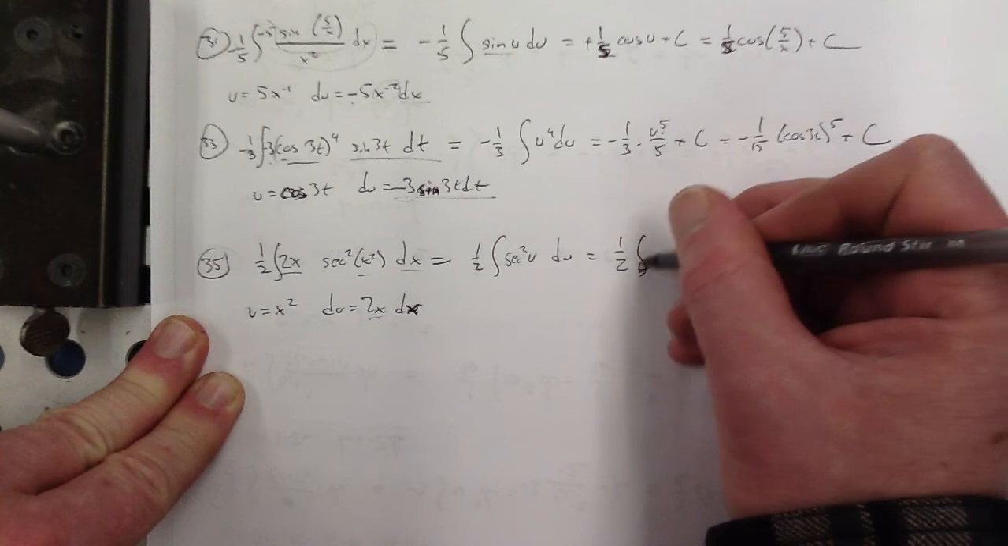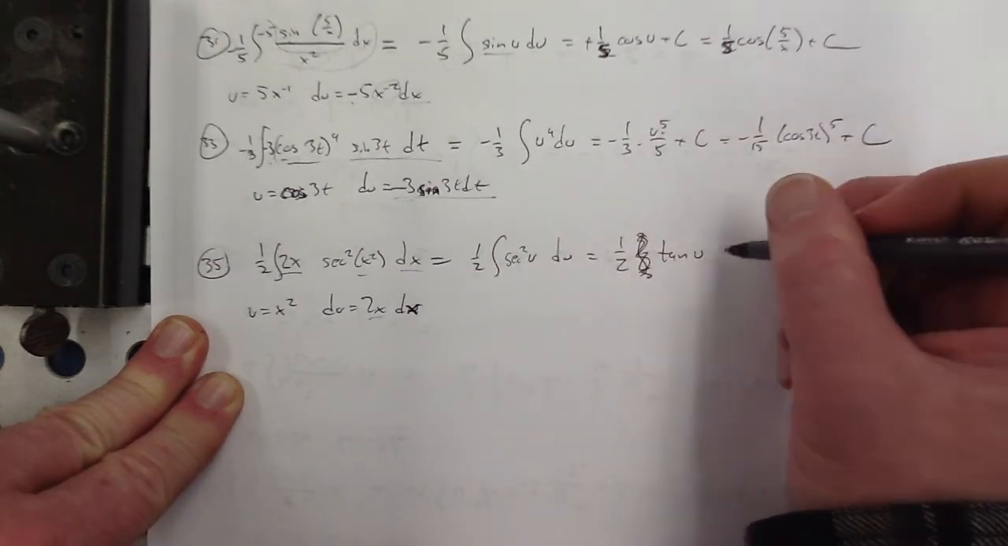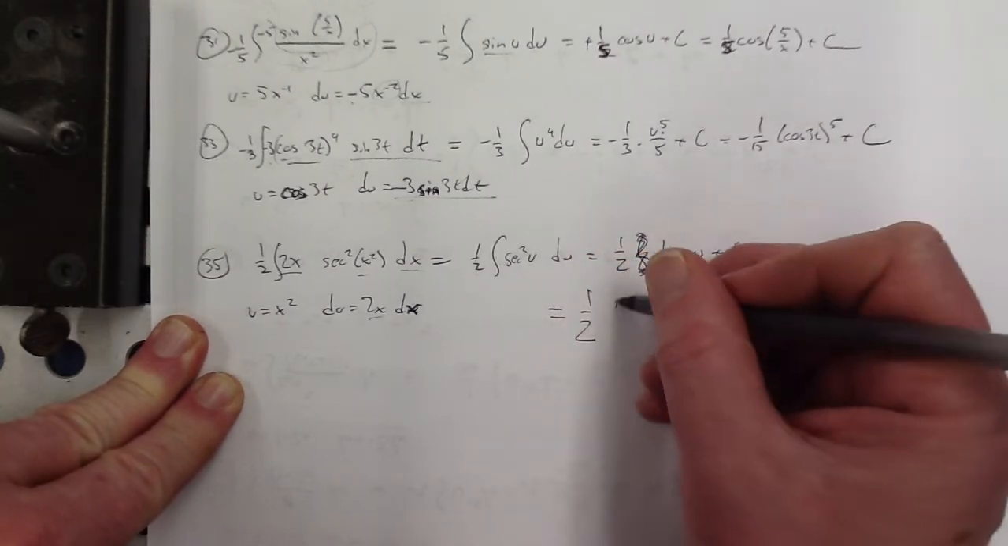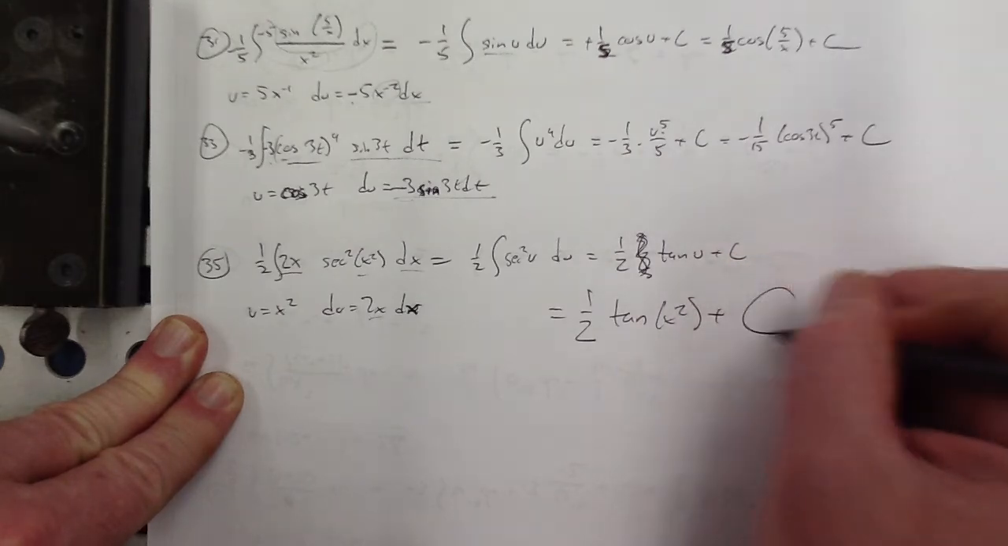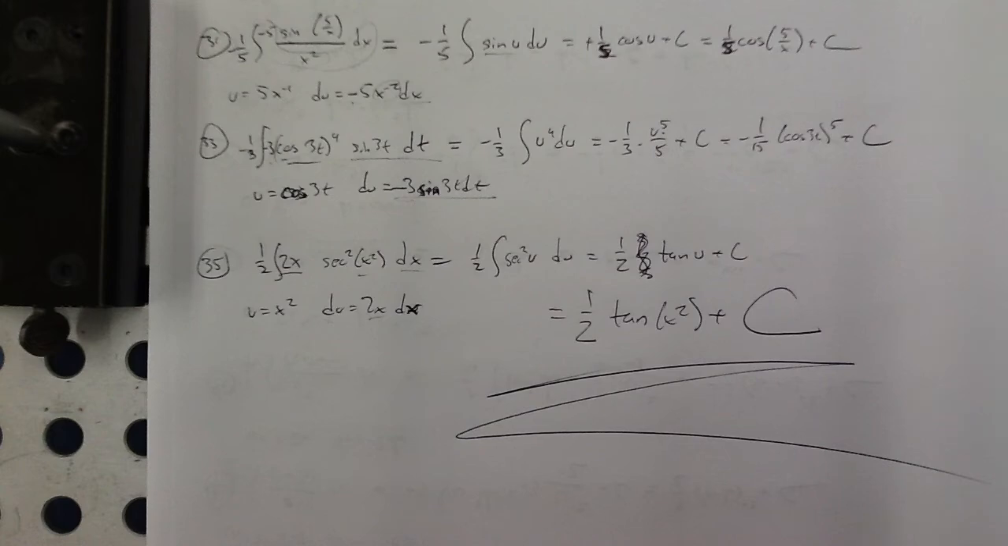tangent. Oops, don't want to write that anymore because I'm doing the calculus part. Tangent u plus c, and that is 1/2 tangent of x squared plus c. And that's it.